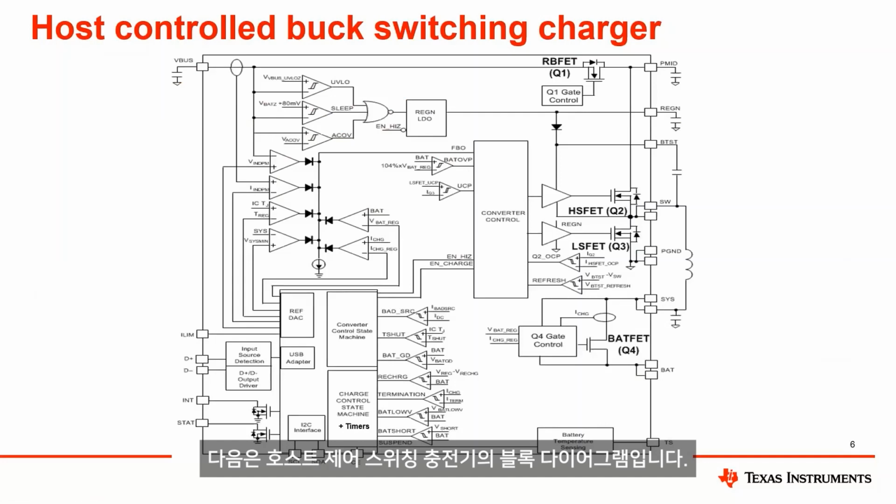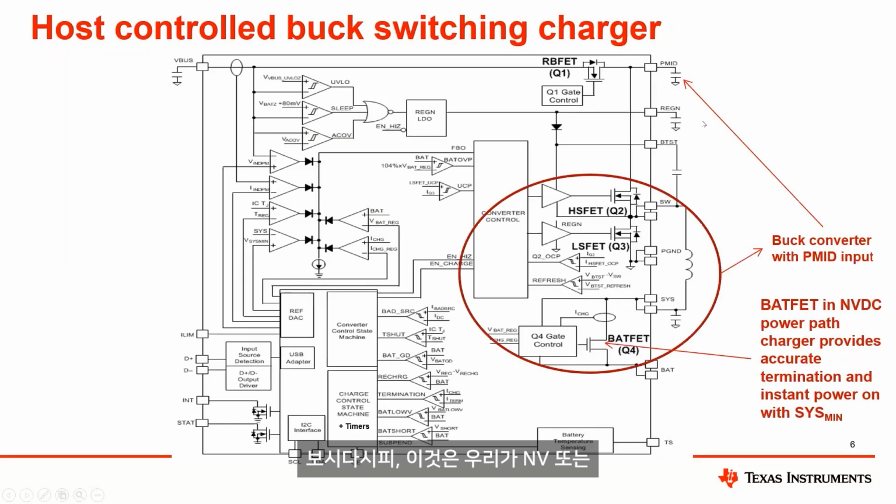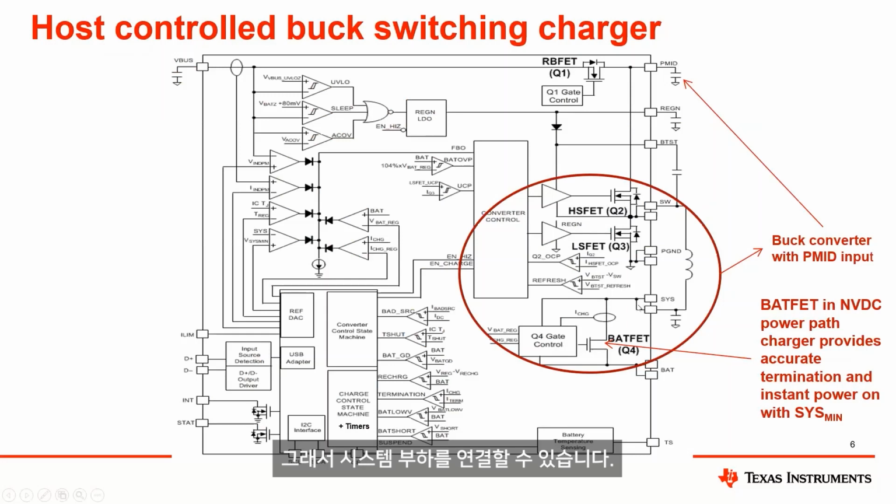Here is a block diagram of a host-controlled switching charger. This is a buck-based switching charger, and as you can see, it's also what we call an NVDC, or narrow voltage DC, power path charger. The input to the buck converter is the PMID pin, with the high-side FET Q2, the low-side FET Q3, and then we have a BATFET. The output of the buck converter goes to the SYS pin, and that's where you would attach a system load, and then the battery attaches at the BAT pin.